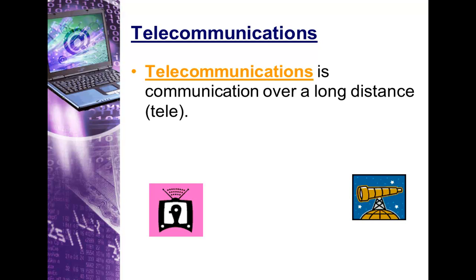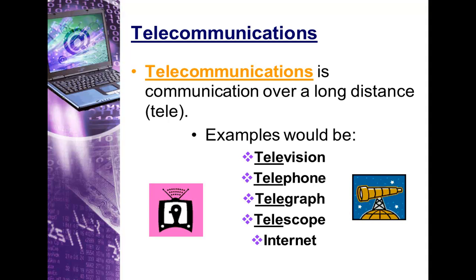Telecommunications comes from the stem tele, which means long distance or far away. Telecommunication is communication over long distance. Tele means far. Examples of telecommunication would be television, telephone, telegraph, telescope, or the internet. It does not have to have the word tele in it, but I used a lot of those examples to indicate how it's used. Obviously we call the television the TV and abbreviate that, and we simply call a telephone a phone, but their original terms were using the word tele. So telecommunication is communication over a long distance.